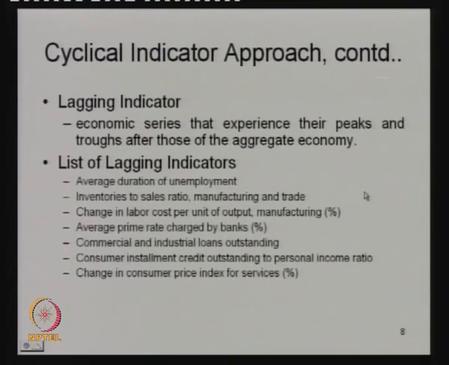Then coming to the next one, we have lagging indicators. These are the indicators which lag behind the economic indicators. Examples are unemployment, the inventory sales ratio, the prime rate charged by banks, and loans outstanding. That means if the economy is going to get better, subsequently there will be a growth in these indicators afterwards. There is a lag after the growth has taken place; if there is a decline in the overall economy, then the decline happens there.